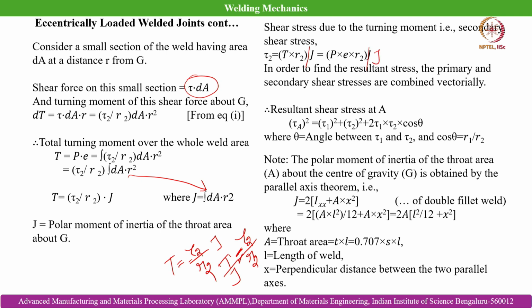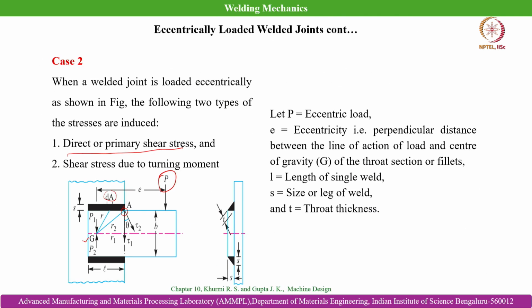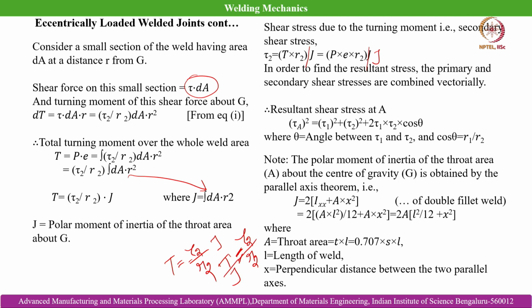In order to find the resultant stress, the primary and secondary shear stresses are combined vectorially. Then the resultant shear stress at point A, that is at the edge of the top weld. Combining the primary and secondary shear stresses vectorially, we arrive at the expression for the resultant shear stress at point A, that is tau A square is equal to tau 1 square plus tau 2 square plus 2 tau 1 tau 2 cos theta. Theta is the angle between the primary and secondary shear stresses, that is tau 1 and tau 2, and cos theta is nothing but r1 by r2.